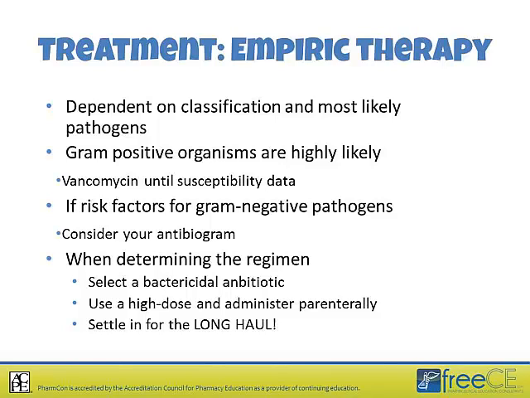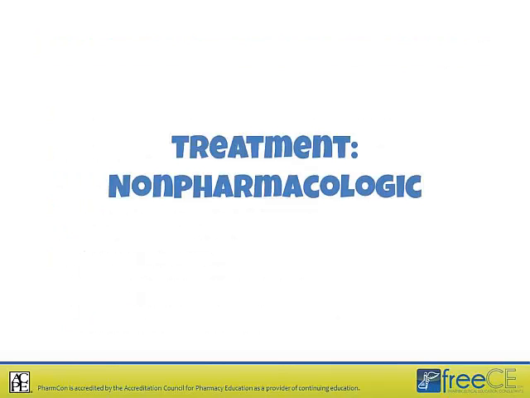And then when determining the regimen, there's a couple of things to think about. You want to select a bactericidal antibiotic. It needs to be high dose and it needs to be administered intravenously. And then you want to settle in for the long haul. Endocarditis is not a quick and easy course. So important things to think about. And these are the key items that I would just recommend as you're thinking about empiric therapy. But I would say the majority of your patients, you're probably going to be fine with starting out with just vancomycin as empiric therapy.